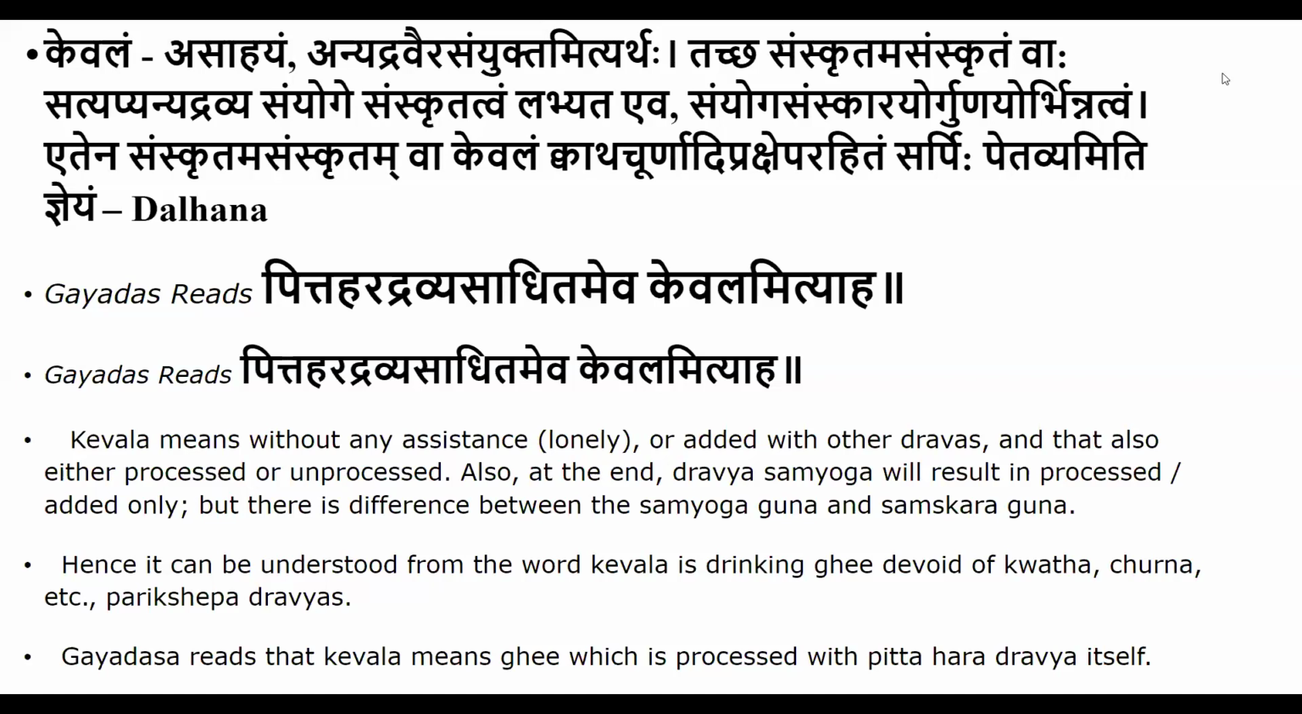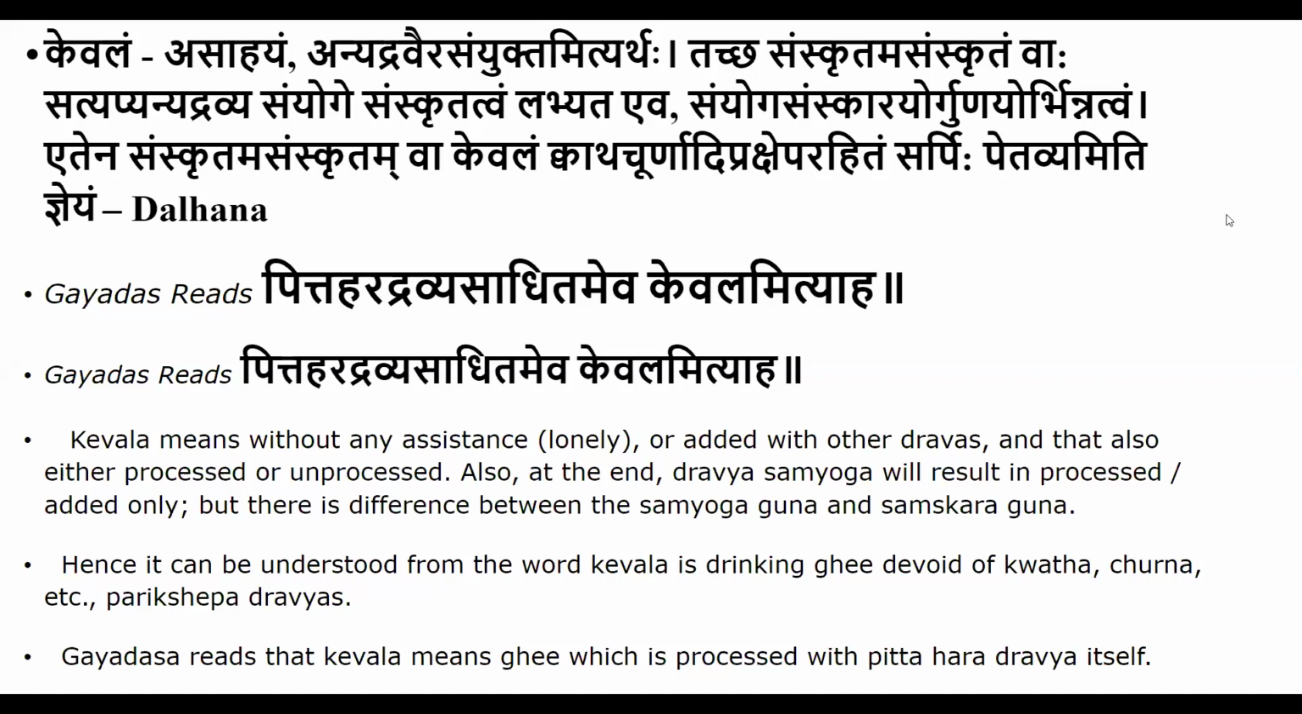You can see, there should not be any Prakshepa Dravyas. Tacha Samskritam Asamskritam Va. These two words are important, because of Samskritam, Asamskritam, or Prakshepa, that is Anyadravya Samyoga. Samyoga Samskritam Labhyate Eva. Samyoga Samskarya Gunor Binnatum. So when you do Samyoga, it acts differently, whereas when you do Samskara, it acts differently, because both are different. That is the reason why it should not be added with any Prakshepa, Praksheparahitam Sarpi, whereas Sanskritam is always better.